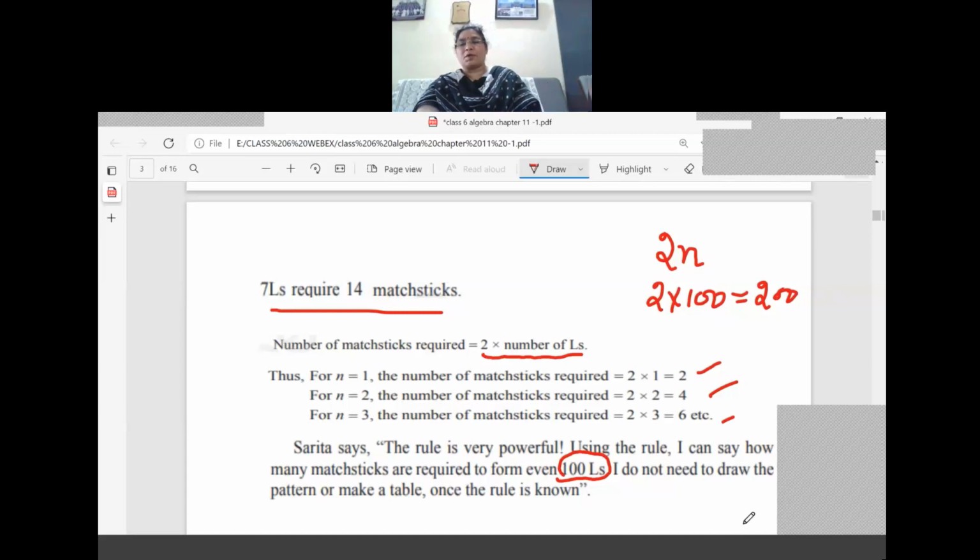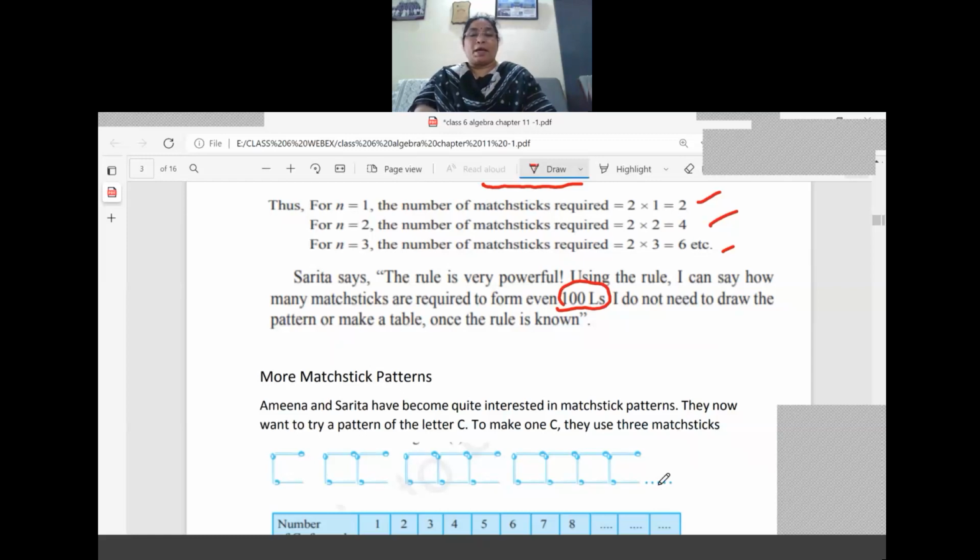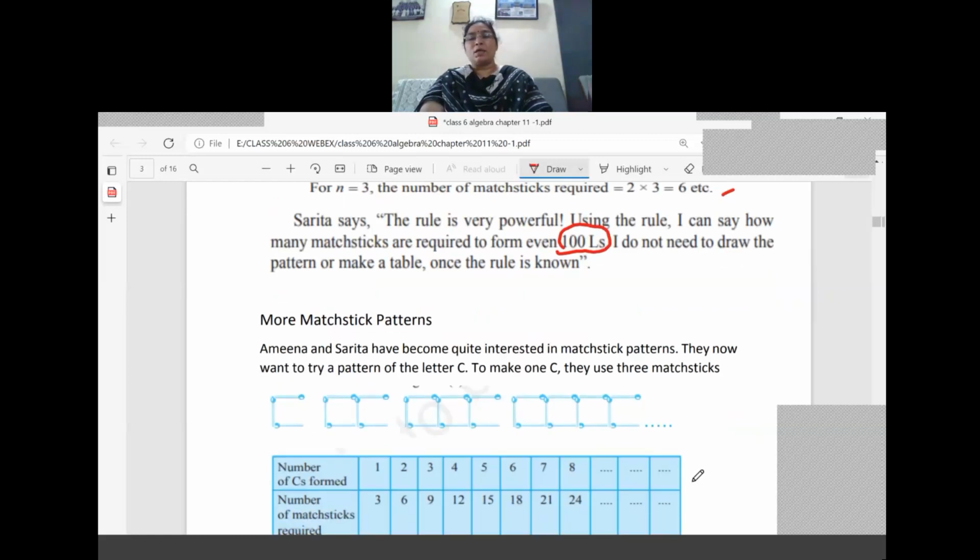Now what is the next situation? More matchstick patterns we are going to learn now. Amina and Sarida have become quite interested. They now want to try the pattern of the letter C. English C we are not using here, since it is a matchstick. So we have formed the shape of C here. In the first C, how many matchsticks can you see there? Isn't it 3? 1, 2, 3. So by using 3 matchsticks, they formed a C there.